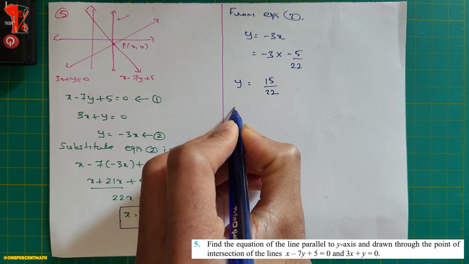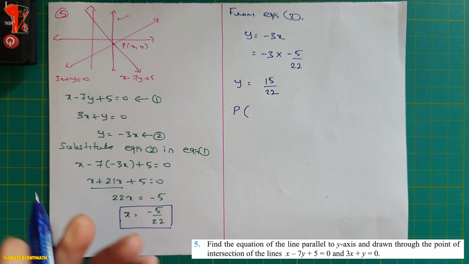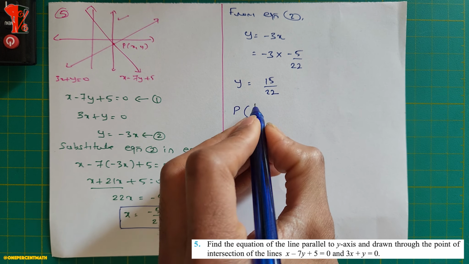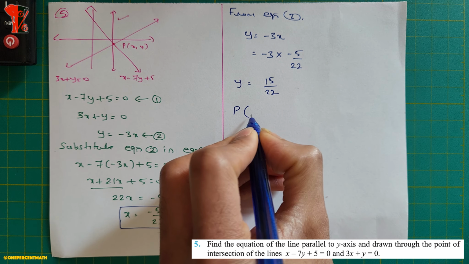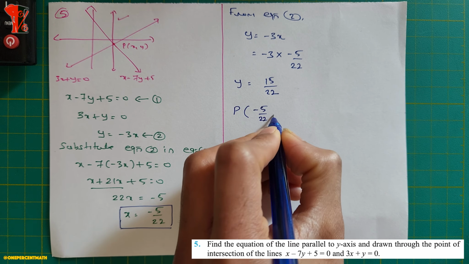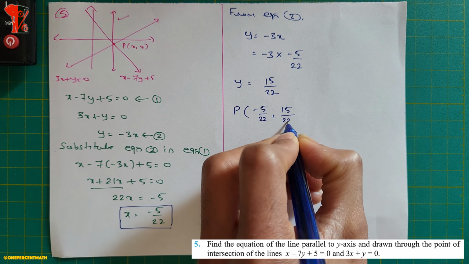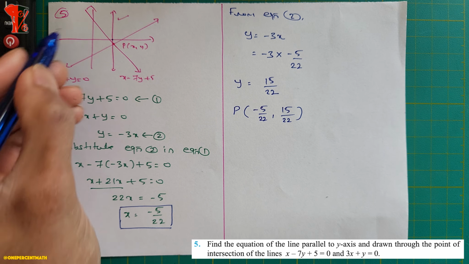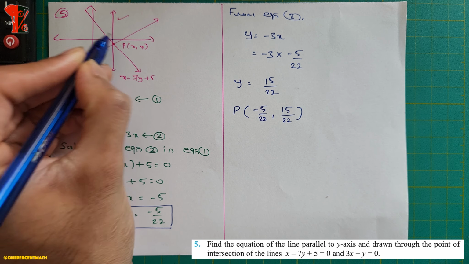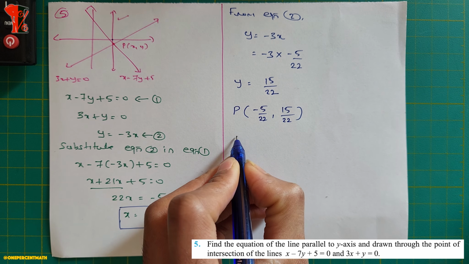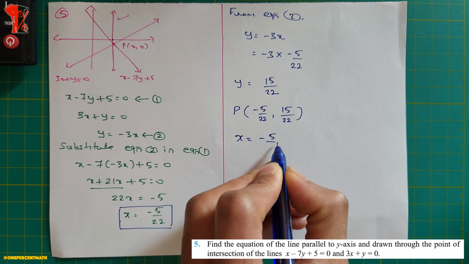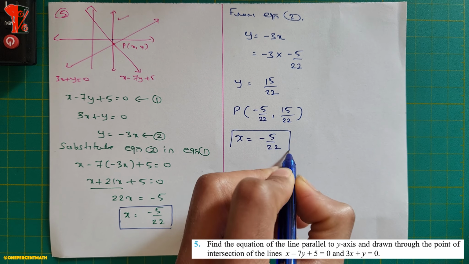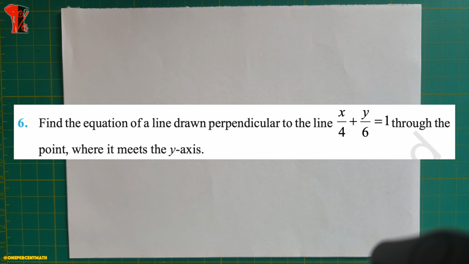So the point of intersection, not contact, intersection, P is equal to what? This is going to be minus 5 by 22, comma 15 by 22. So the equation of the line passing through this point and parallel to the y-axis is given by x equal to what? Minus 5 by 22. Now let's move on to question number 6.